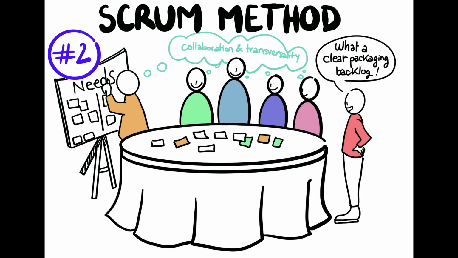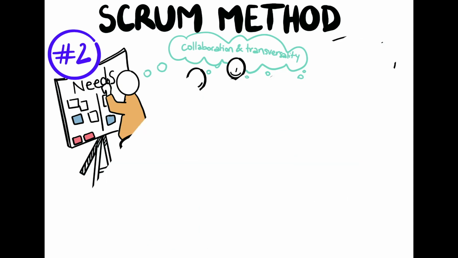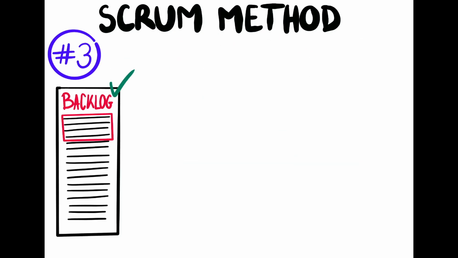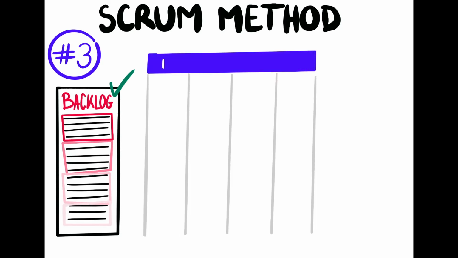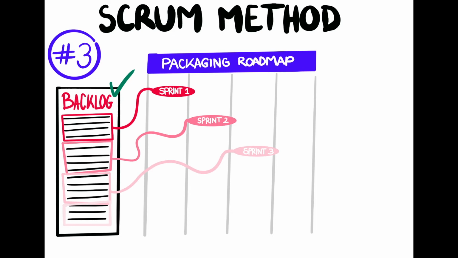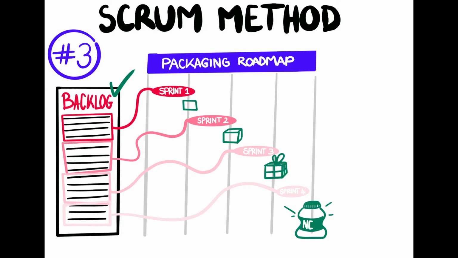You need to put every key actor of the process around the table: the client, the user, the supply chain, marketing, etc. You now have your backlog, consisting in all the packaging features. Let's build it. To do so, you will define the different sprint sessions on a roadmap according to the different elements that have to be delivered to make your product.